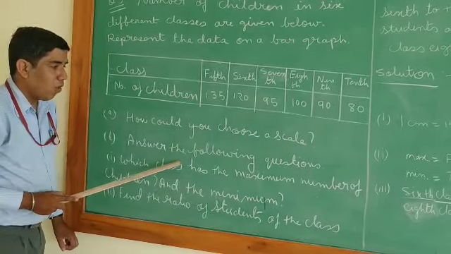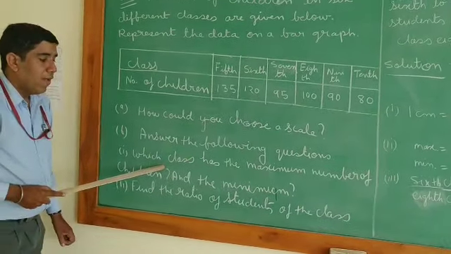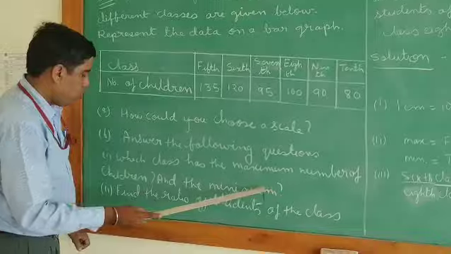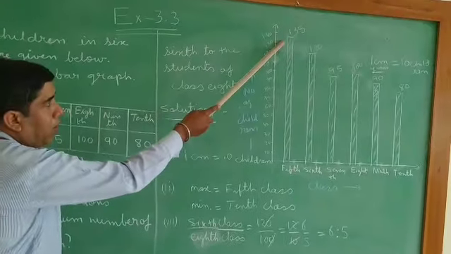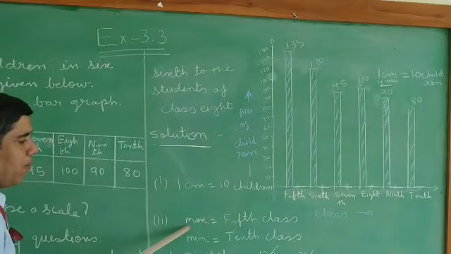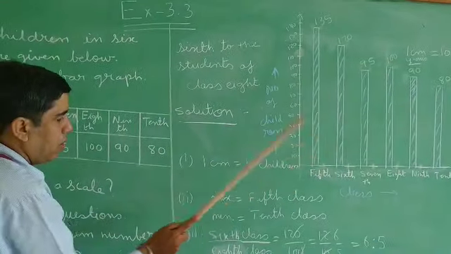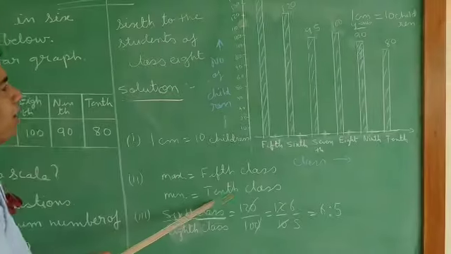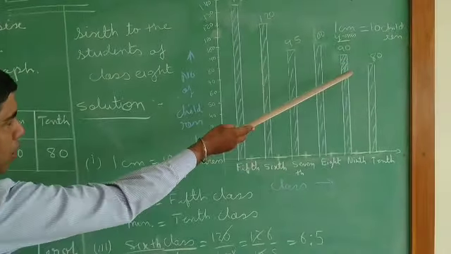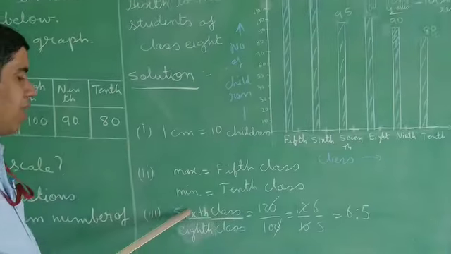Now answer the following question. So first part, which class has the maximum number of children? So you can see which is the highest one. It is 135. So the answer is 5th class. Right? Now you can see, and the minimum. So minimum is this one, 10th class. You can see the least lower one.